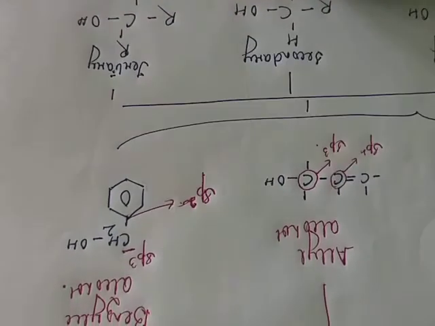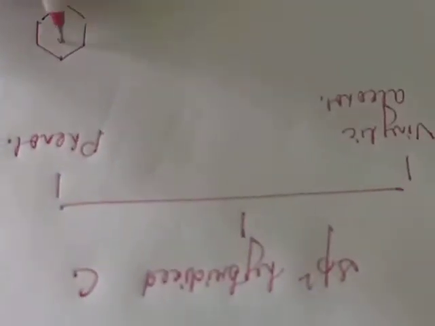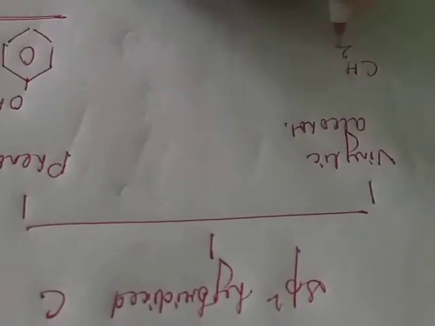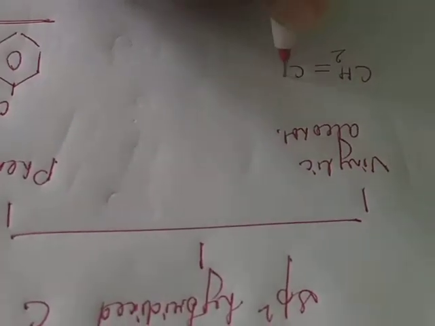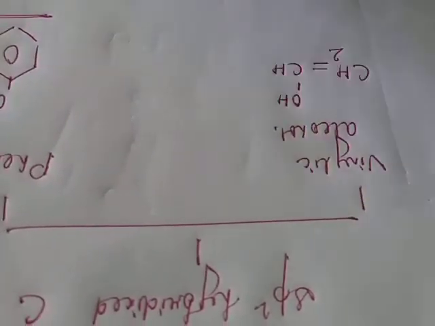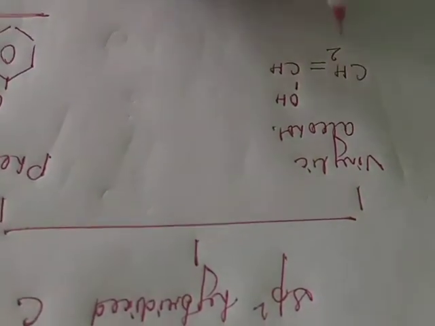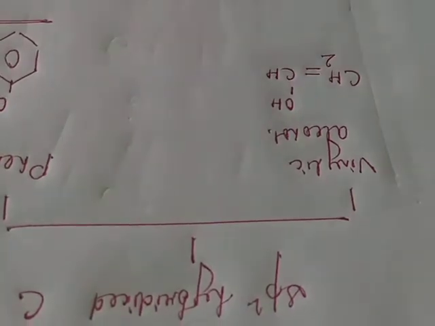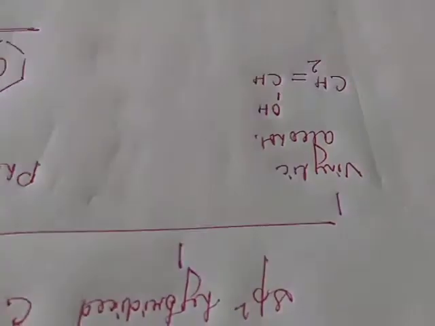Now coming to vinylic alcohol and phenol. If OH is directly attached to a benzene ring or aromatic ring, this is the example of phenol. But if this is an sp2 hybridized carbon but it is not in an aromatic ring, this is the example of vinylic alcohol. So this is how we are classifying the alcohols.